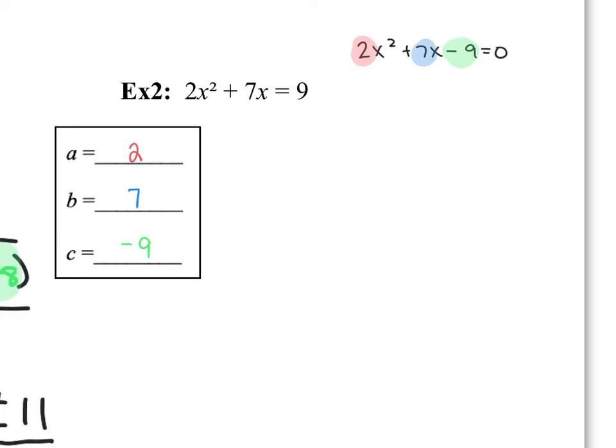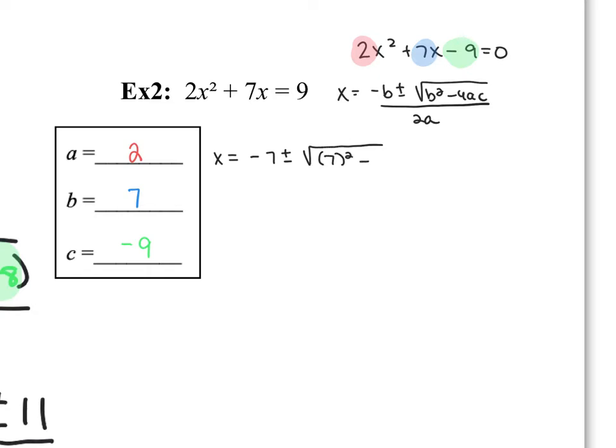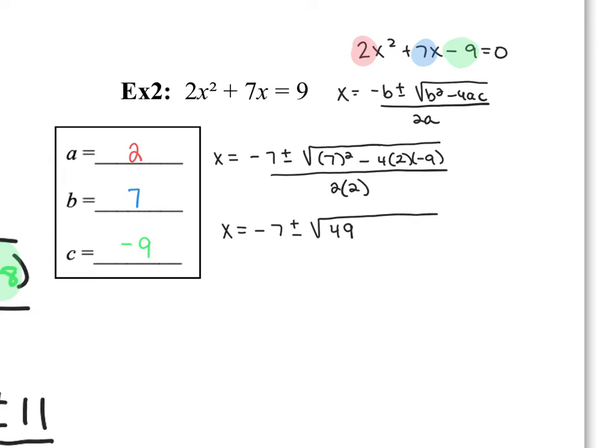I'm going to write my formula. X equals -b plus or minus the square root of b squared minus 4ac all over 2a. And I'm going to start to plug in my items. So I'm just going to come over here so I have more room. -b would be -7 plus or minus the square root of 7 squared minus 4 times 2 times -9. All of that over 2 times 2. So now we can start to simplify a little bit. -7 plus or minus the square root of 7 squared is 49.